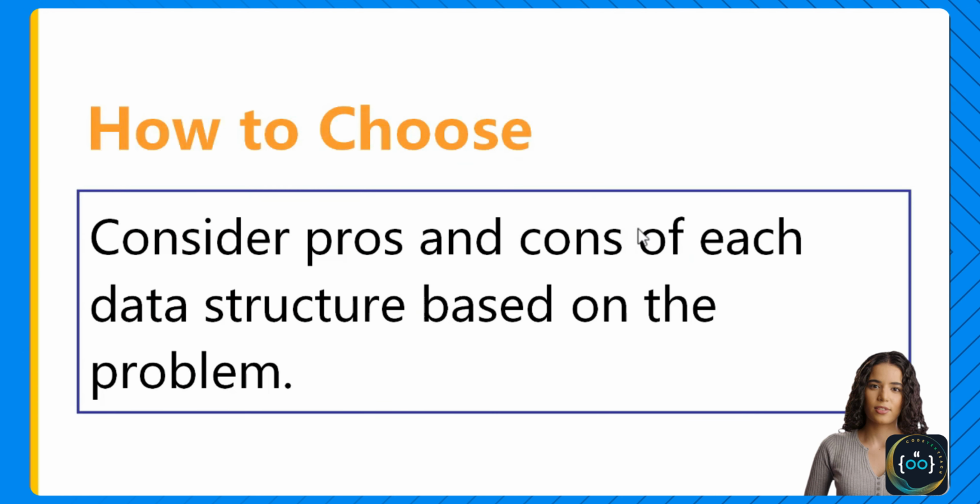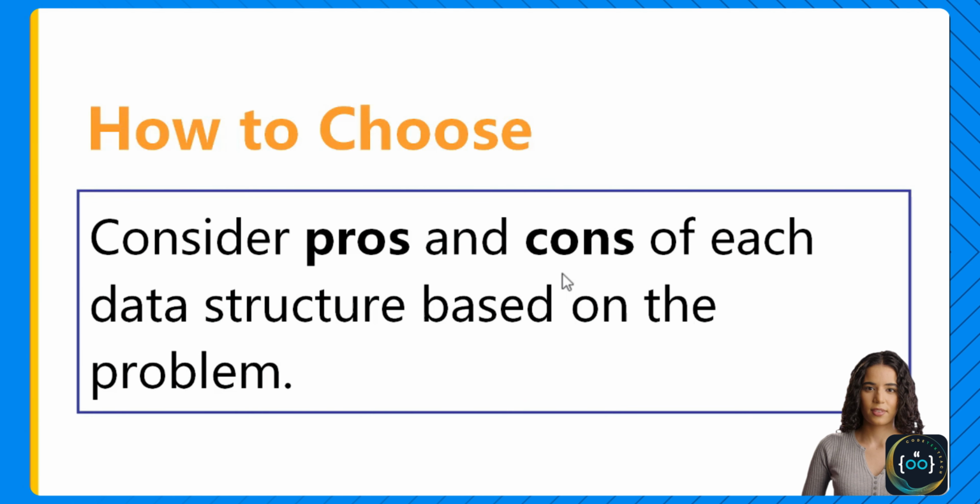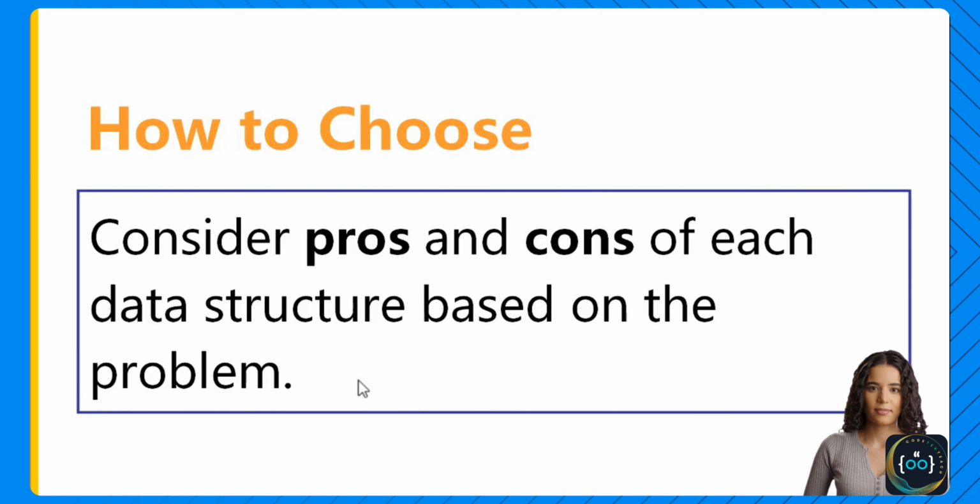So how can we choose the right data structure for our program? Well, we need to consider the pros and cons, or the advantages and disadvantages, of each data structure, based on the problem that we need to solve. And based on that, we can choose which data structure optimizes the most common operations for our given scenario or problem.